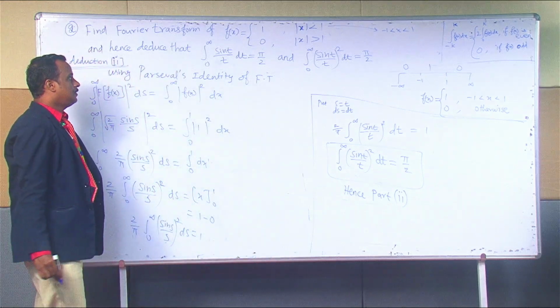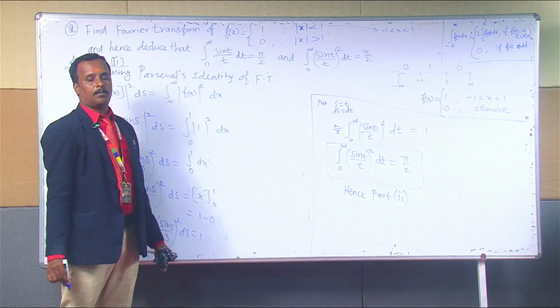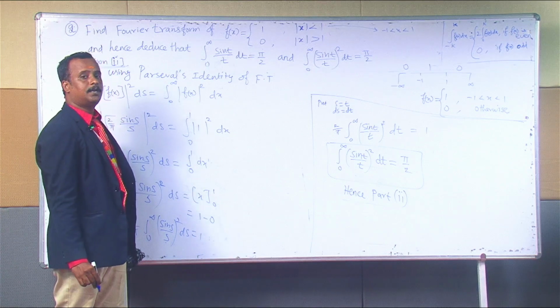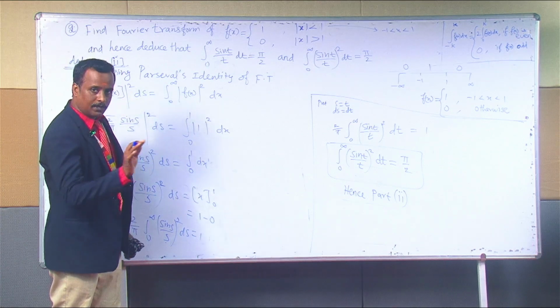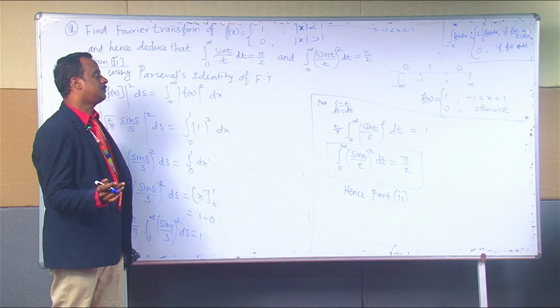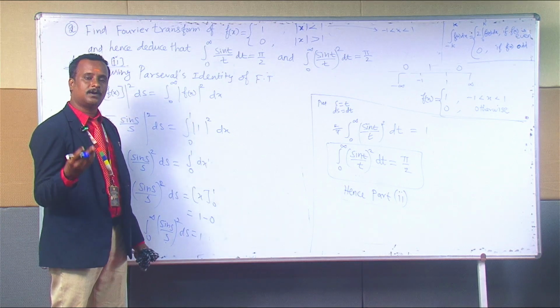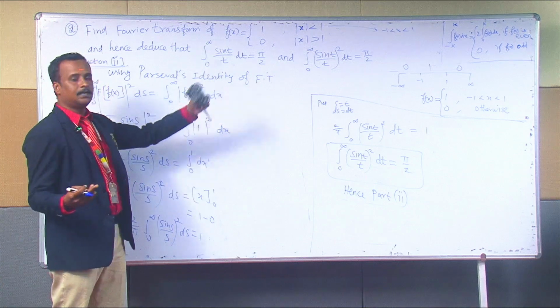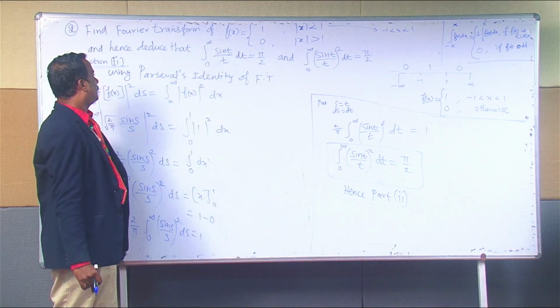Here today we have seen two very important problems on Fourier transform. So finding the Fourier transform and hence using that Fourier transform, using inverse Fourier transform and Parseval's identity, we can prove the results of the required deductions.